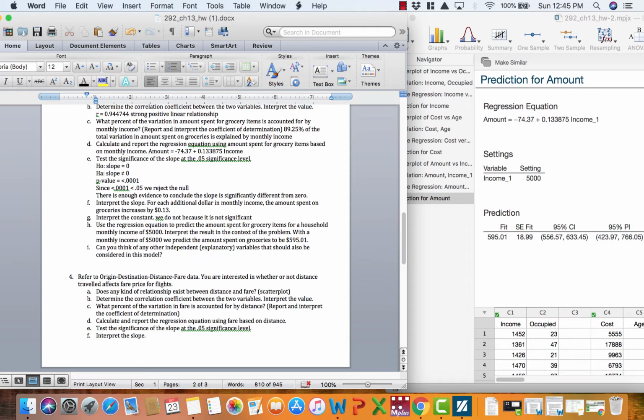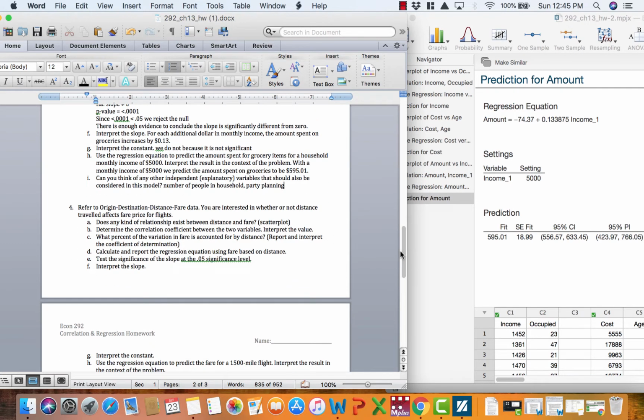All right, well, what else besides monthly income is going to predict how much money you spend at the grocery store? So the first one that comes to my mind is number of people in household. If it's just you, you're going to spend a lot less than if you're married with 5 kids, right? So number of people in household. Maybe whether you're planning a party, something like that. And again, that's open-ended, so be creative and think of anything that might explain how much you spend on groceries.